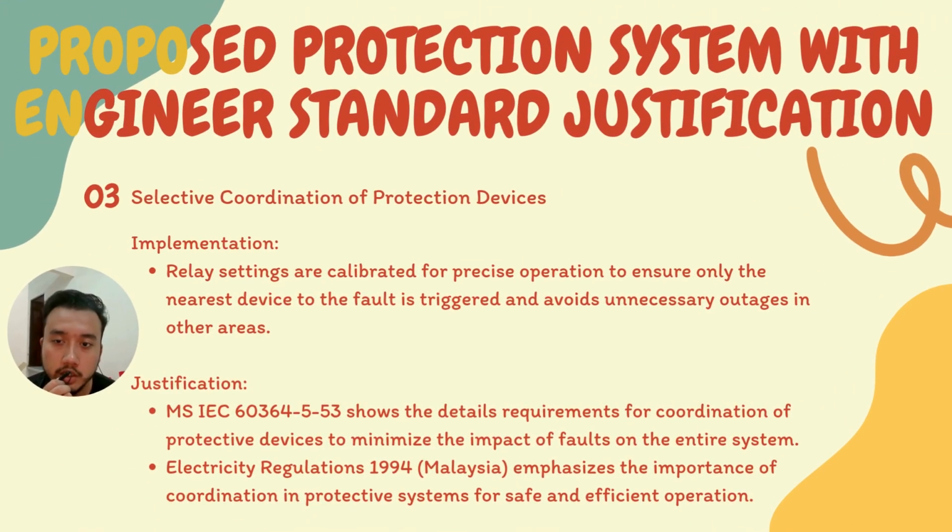The third proposed protection system is the selective coordination of protection devices. The implementation of this coordination involves relay settings that are calibrated for precise operation to ensure only the nearest device to the fault is triggered and avoids unnecessary outage in other areas. The justification for this selective coordination, the first one is from the MSIEC 60364-5-53, which shows the details of deployment for coordination of protective devices to minimize the impact of faults on the entire system. The second one comes from the Electricity Regulations 1994, Malaysia, which emphasizes the importance of coordination in protective systems for safe and efficient operation.